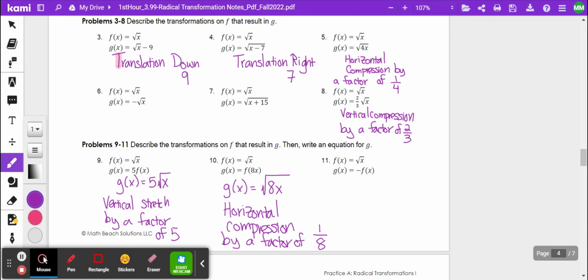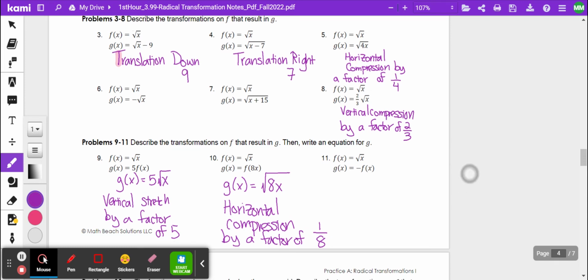Okay, we'll do a few more, and then you guys will have the rest of the time in class. So let's go ahead and jump to number 12 on the next page. So number 12 on page 6.